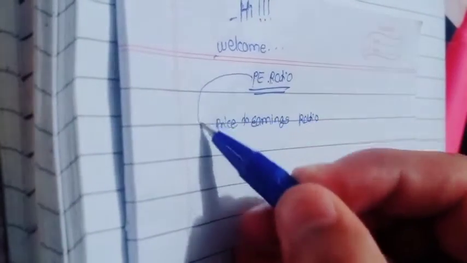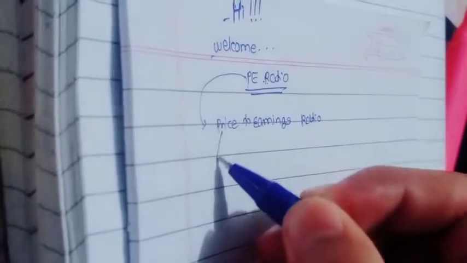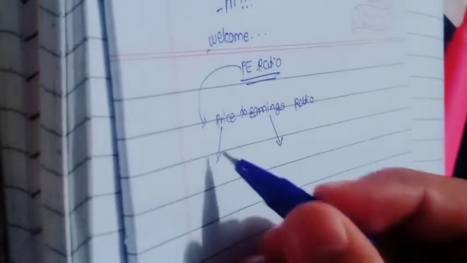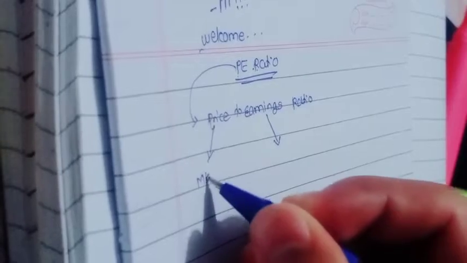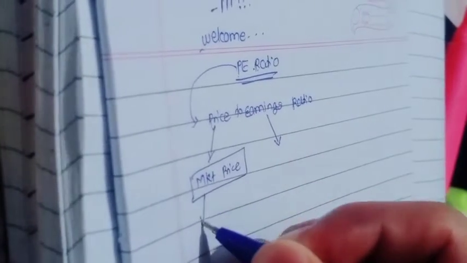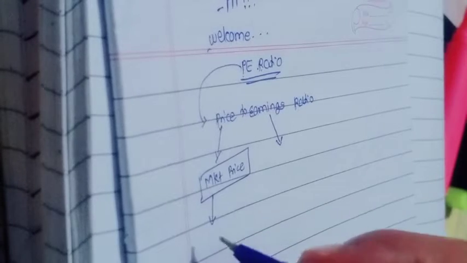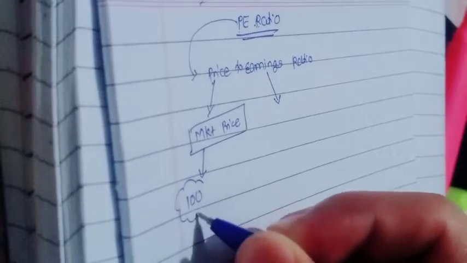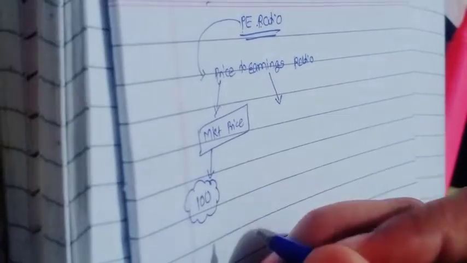So in this ratio we are taking two things into consideration. The first one is price and the second one is earnings. Price basically means the market price of the share. For example, a particular share is trading at rupees 100 at NSE or BSE. So this is the price of the share.